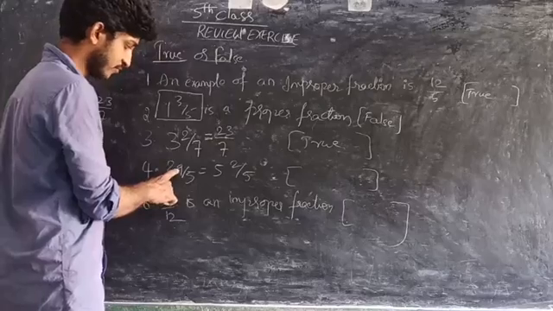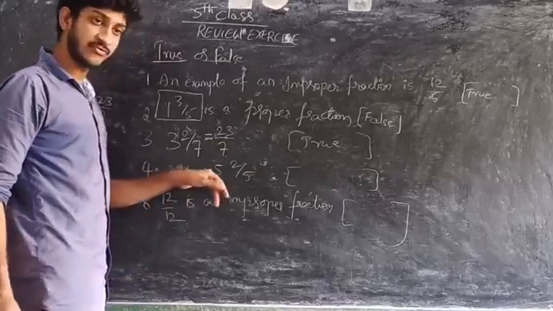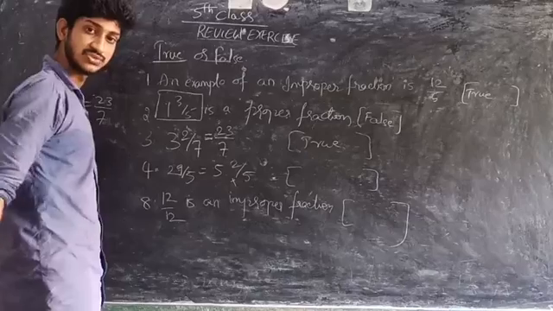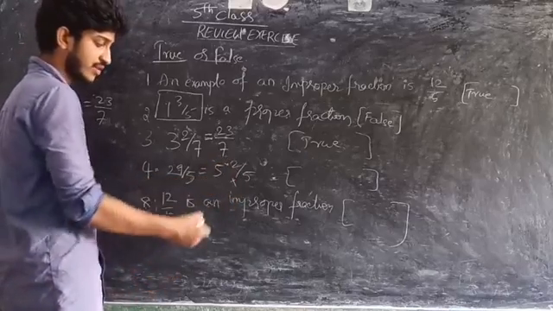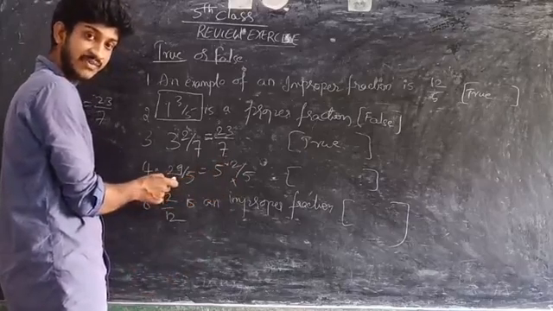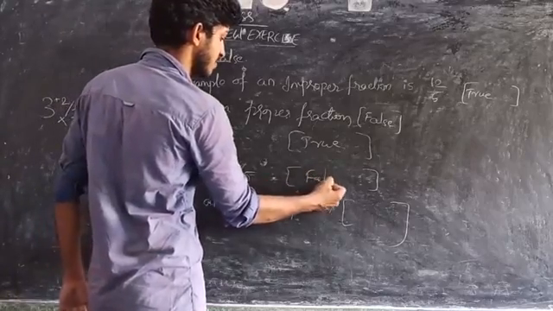29 by 5 equal to 5 2 by 5. First of all we multiply these two numbers, 5 fives are 25. Now add this 2, 25 plus 2 is 27 by 5. But here 29 by 5 is given. So these two are not equal. So it is a false statement.